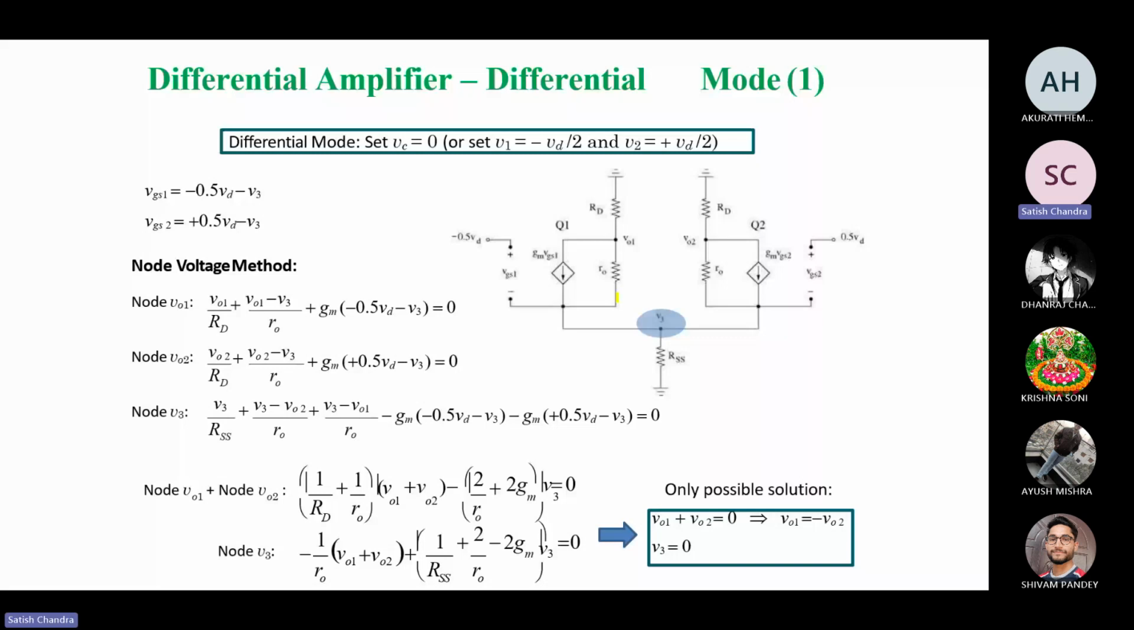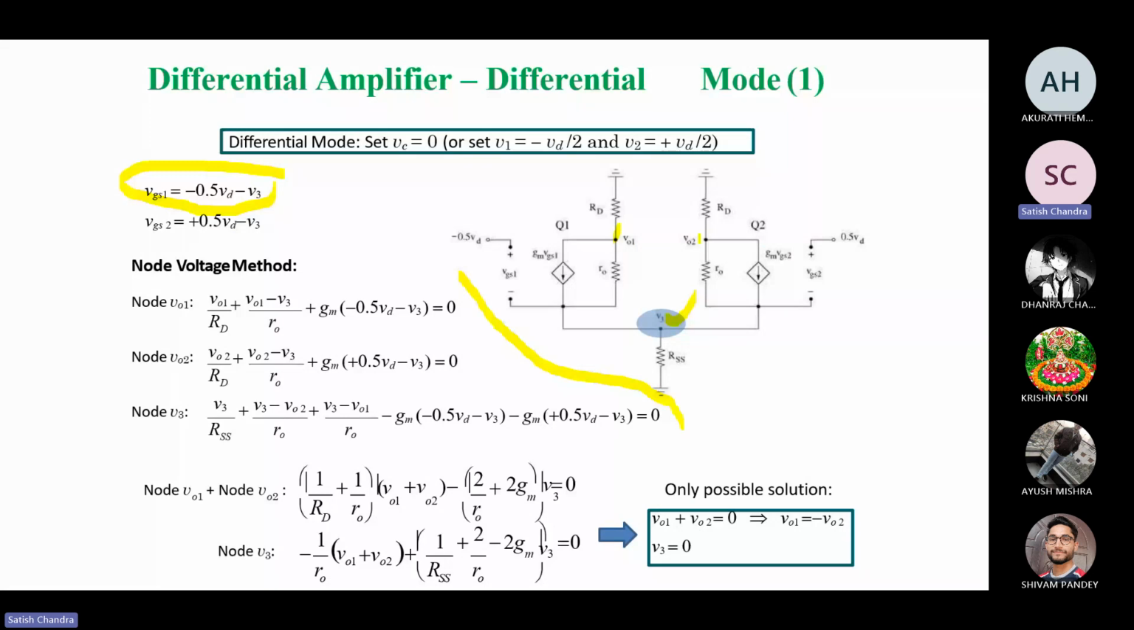Now we come to the difference mode, when we say that Vd is not 0, when we say that V1 is equal to minus Vd by 2, where V2 is plus Vd by 2. It means VGS1 is equal to minus Vd by 2 minus V3, whereas VGS2 becomes Vd by 2 minus V3. This is VGS1 and VGS2. Similarly, we have calculated the value for the different nodes, meaning this point, this point and this point.